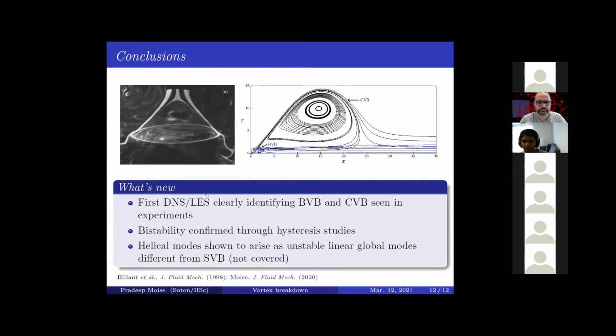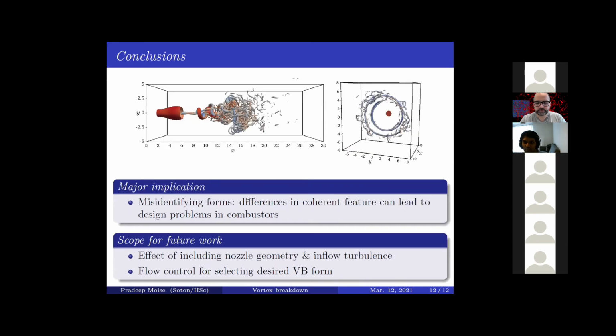Basically what I've shown is results from the first DNS and LES, large eddy simulations, of the bubble and conical forms of vortex breakdown. These have been observed in experiments, and we have managed to simulate them. Using hysteresis studies, we have been able to confirm their coexistence as bistable forms. We were also able to examine the helical modes that appear for the bubble form of vortex breakdown. I have not covered that, but I've used selective frequency damping to examine these flow states.